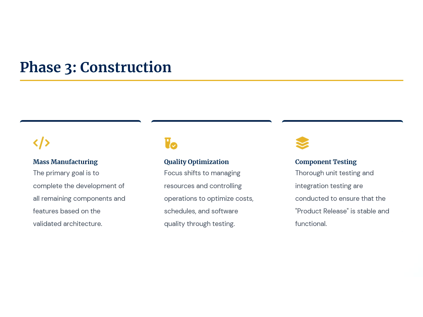Focus shifts to managing resources and controlling the operations to optimize costs, schedules, and software quality through testing. As I have already explained, the testing is continuously done in the construction phase. And then through unit testing and integrated testing, we ensure that the product release is stable and functional.